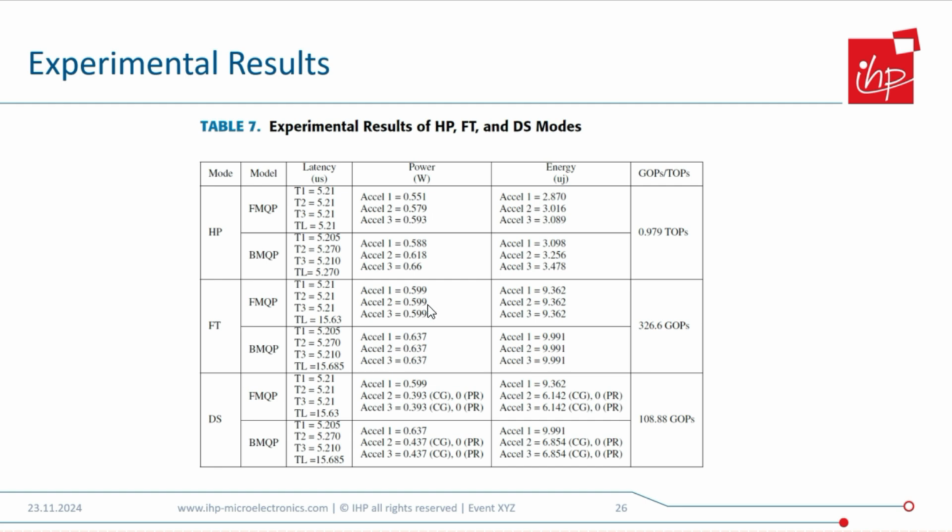So these are the experimental results for high performance, fault tolerance, and de-stress. We are comparing these three modes for latency, power, energy, and performance. For de-stress, we are considering two approaches. For the clock gated approach, we had a look at the power consumption, and we also had a look at the power consumption in partial reconfiguration. We can see that even though accelerators 2 and 3 are in idle mode, they are still consuming 0.393 watts of power, even in idle mode, right? And this means that this is contributing to the aging. While in partial reconfiguration mode, there is no bit stream at all at that specific fabric.